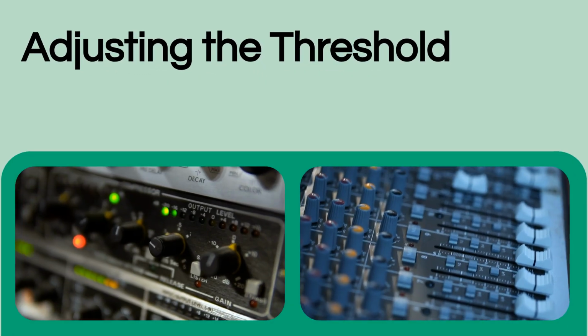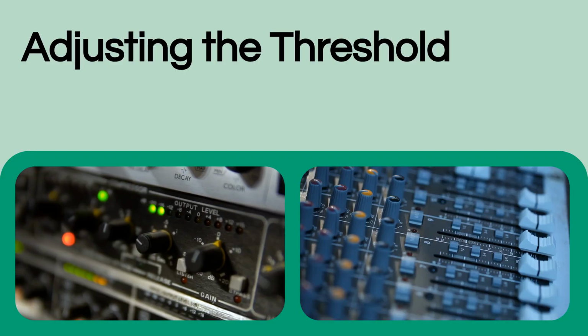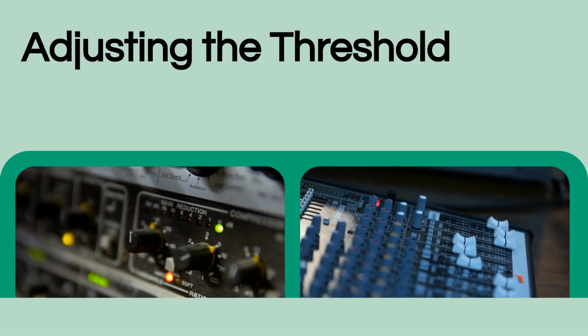The threshold slider sets the volume level where the compression begins. Any audio louder than this threshold will be reduced. Start by setting it just above the loudest peaks you want to control.